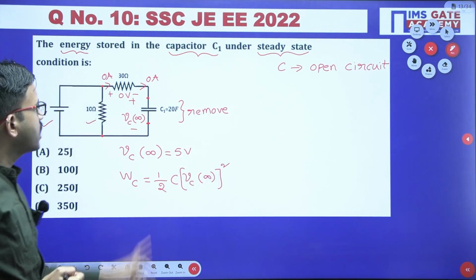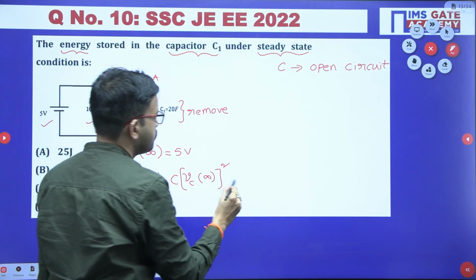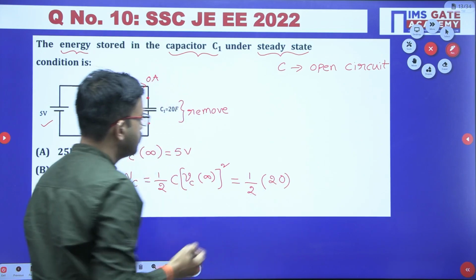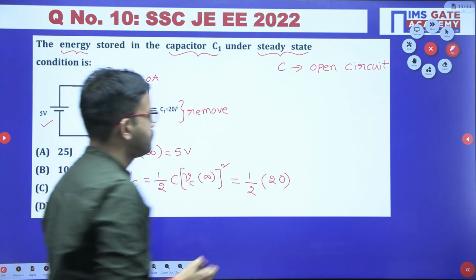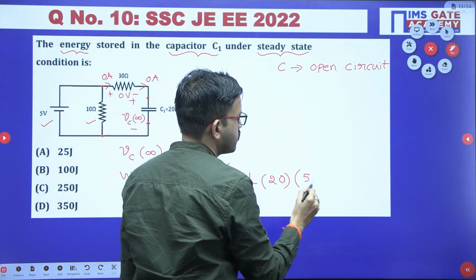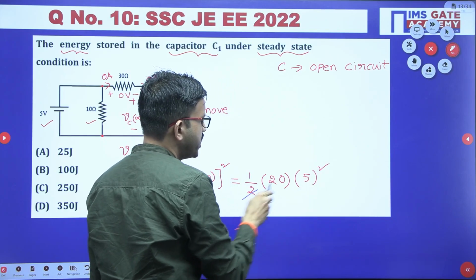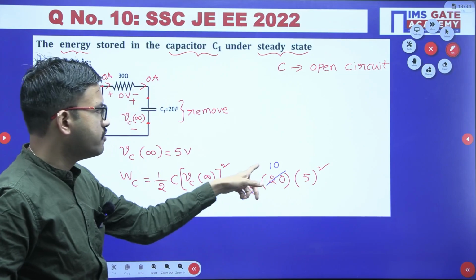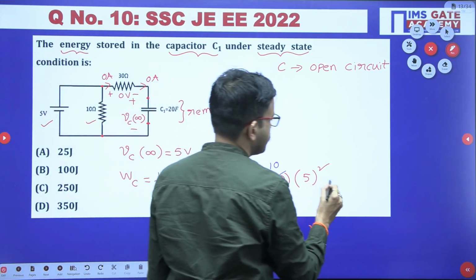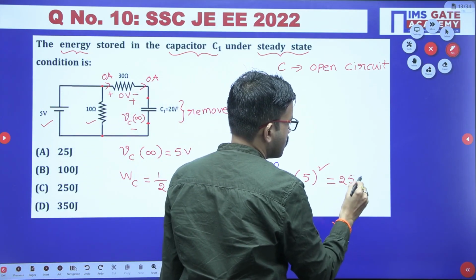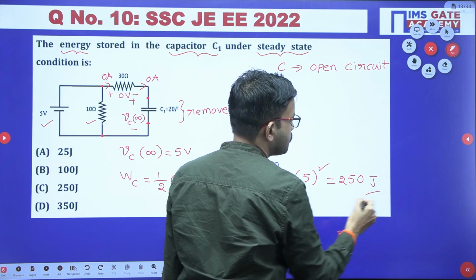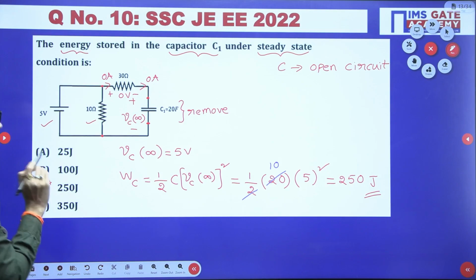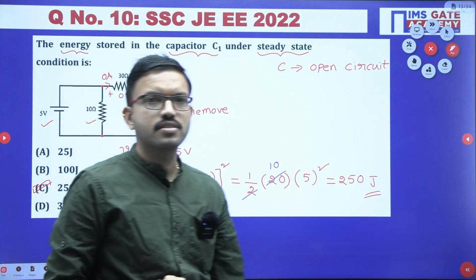Capacitor value is 20 farad. Then voltage, just now we got 5, whole square. Here half of 20 is 10 times. Then 5 square is 25. 25 into 10, that is 250. Units are joules, 250 joules. So the answer for this question is option C.